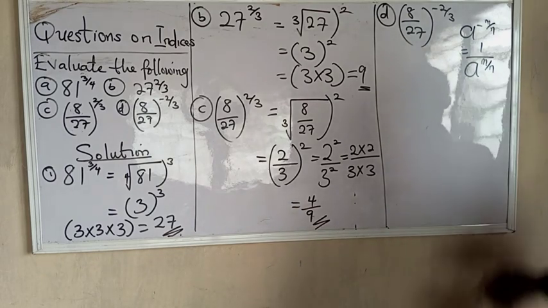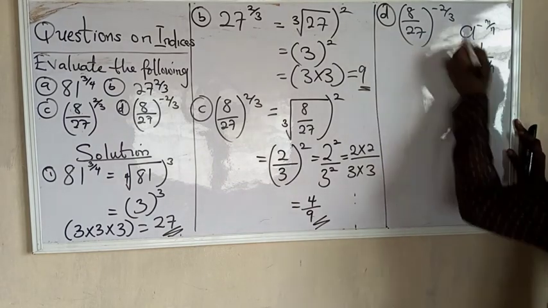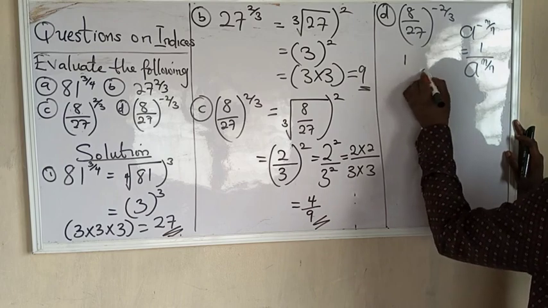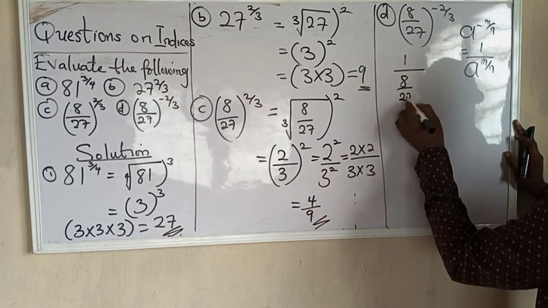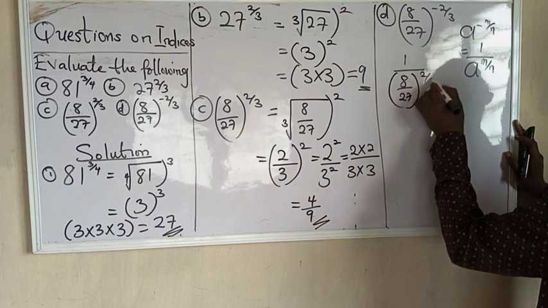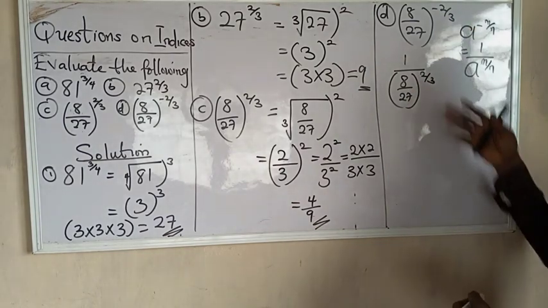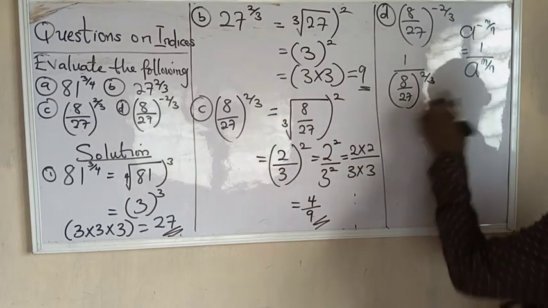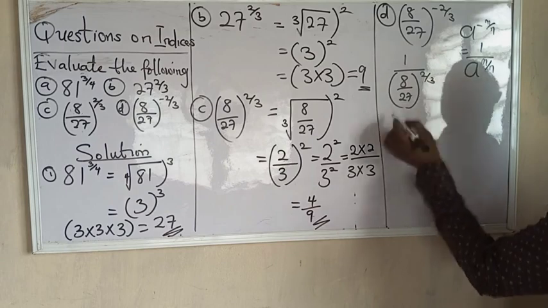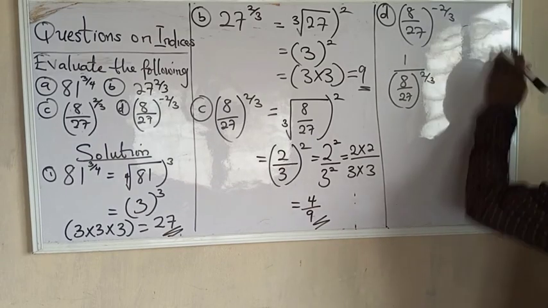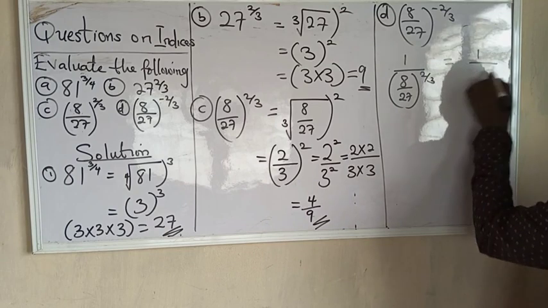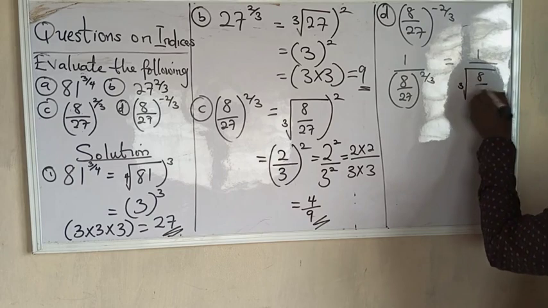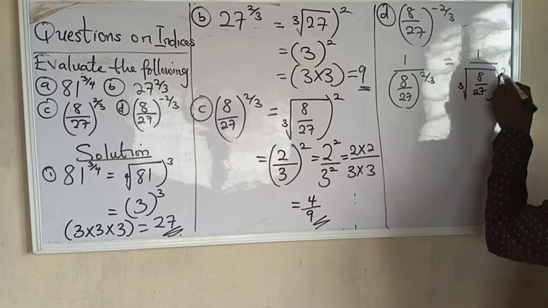So now let's check it out. From here, if I'm to use this method, I will say this is as simple as saying 1 over 8 over 27 all raised to power 2 over 3. Then from here, I will act as if I'm working on this alone. This one tells us the name of the root, so it's automatically the cube root of 8 over 27 all to the power 2.